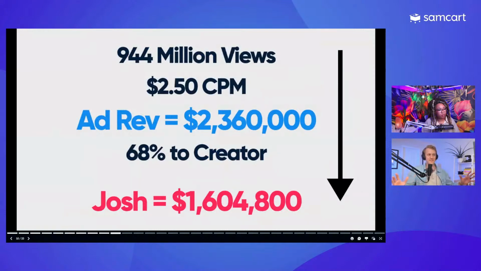I won't spoil this, but yes, he's still making millions of dollars from his channel. In total, Joshua's been able to bring in 944 million views for his entire YouTube channel, almost 1 billion views, which is insane. He's earning $2.50 per 1,000 people that watch his videos, which means the total ad revenue is around $2.3 million. And on YouTube, you and Google do a revenue split: Google takes 32%, you take 68%. So out of the $2.3 million that Joshua's generated from his almost 1 billion views, he's only going to take home $1.6 million.